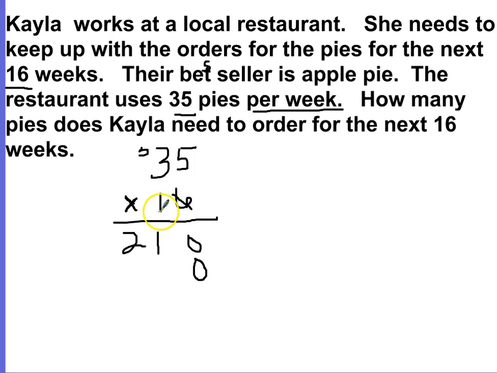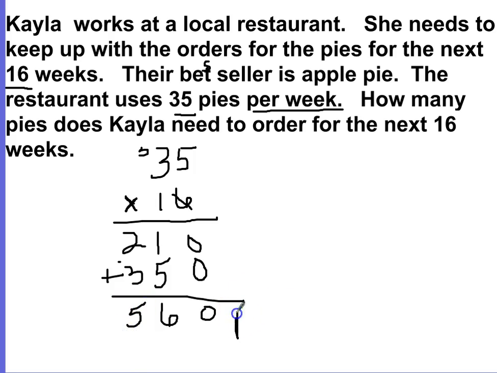Now I'm multiplying by the tens place. And 1 times 5 is 5. 3 times 1 is 3. And when I add these up, 5 and 1 is 6. 3 plus 2 is 5. And 560 is the number of pies that Kayla is going to need to order, so that the restaurant has enough pies for the next 16 weeks. That's a lot of apple pie. Okay, on to the next one.